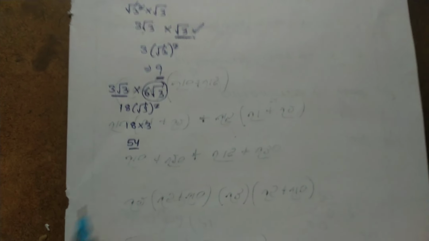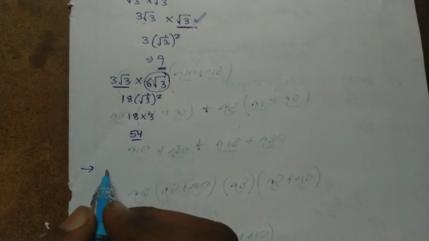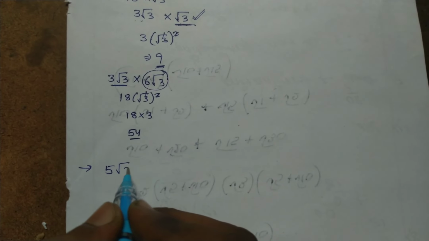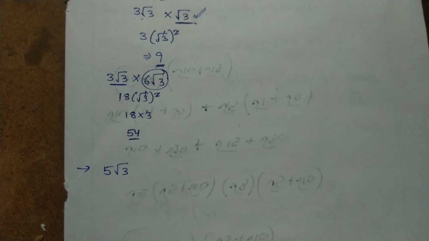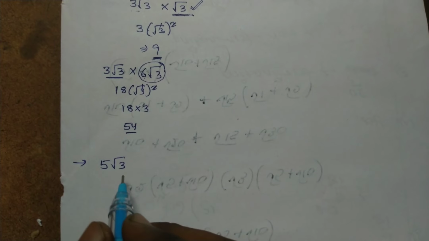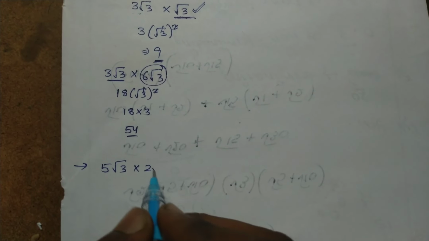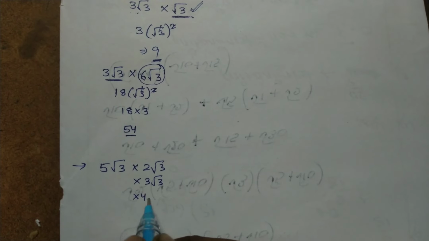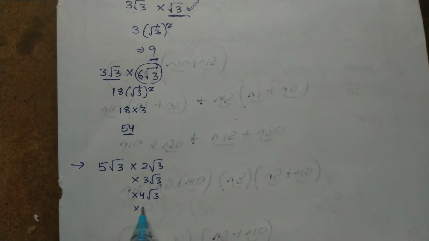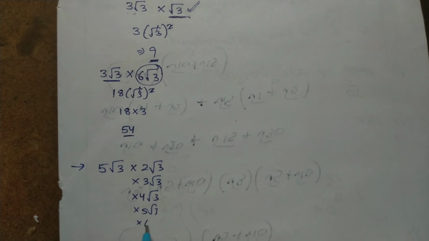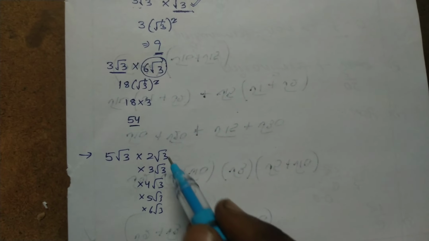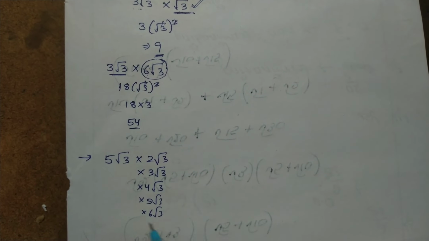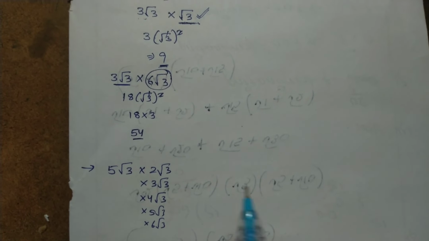Chalo, let us take one more example. Suppose you have 5 root 3. Now what are the rationalizing factors for it? You can multiply with 2 root 3. You can multiply with 3 root 3. You can multiply with 4 root 3 or 5 root 3 or 6 root 3. Anything, right? These are all the rationalizing factors for this 5 root 3.